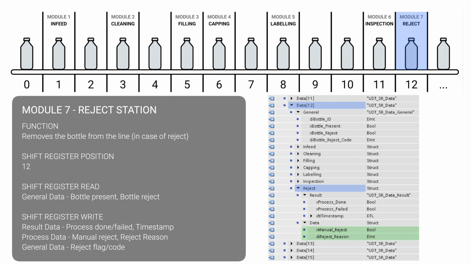The data segment is also updated to record whether a manual reject was performed, like an operator pushing a button, and which reject reason was registered during removal. Alright, that's the full rundown of all the 7 processing stations.